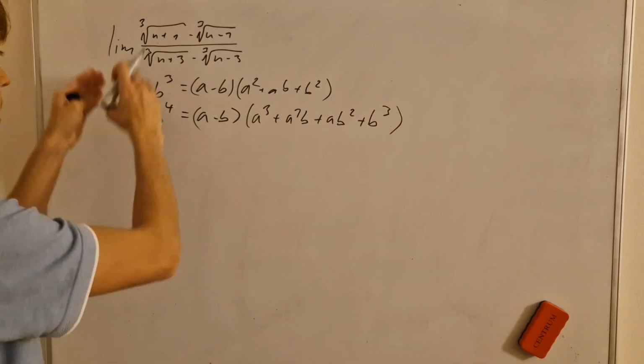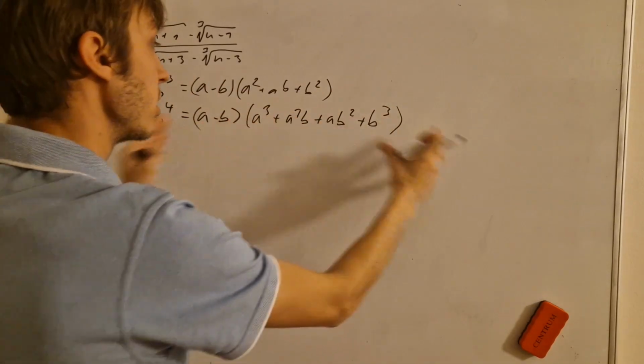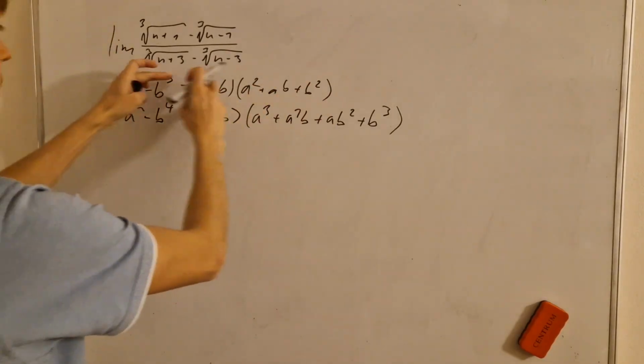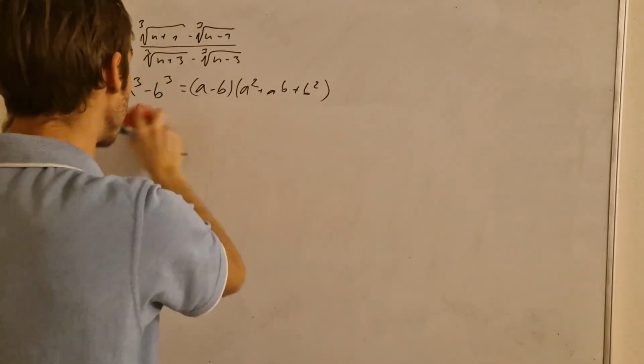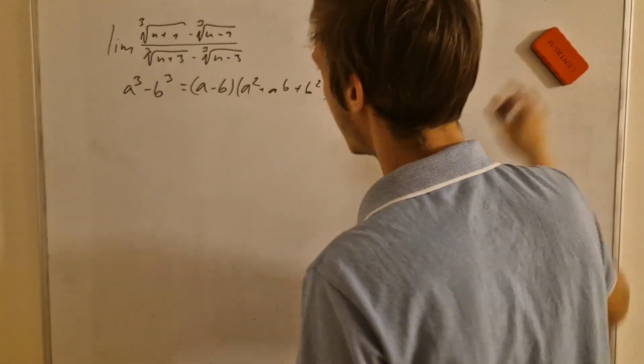With a to the third minus b to the third, it's easier to remember. Here it's already a little bit more complicated. Fortunately, we're dealing with the first one in this case. So that's the main trick that will be used here. And how is it going to be used?